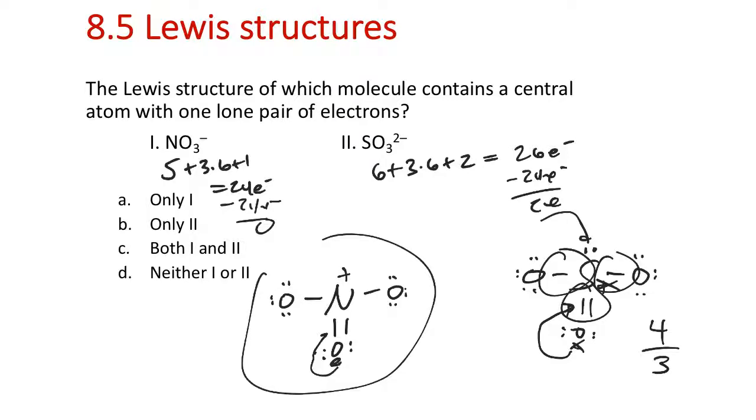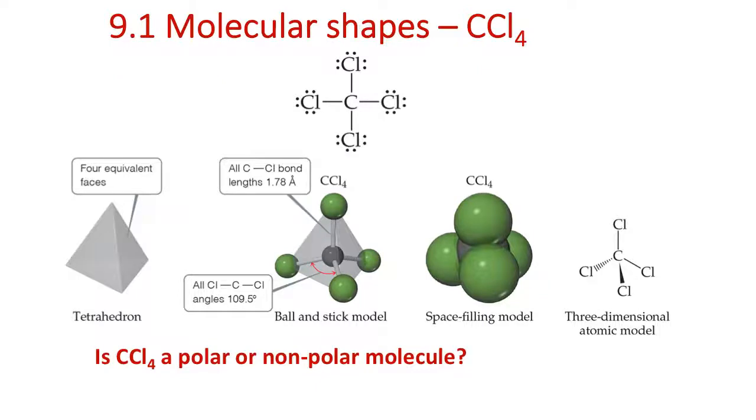So 4 bonding pairs of electrons spread across the 3 SO bonds. Okay. So with that, let's head into chapter 9 and get a sense of the different shapes of molecules that we encounter.